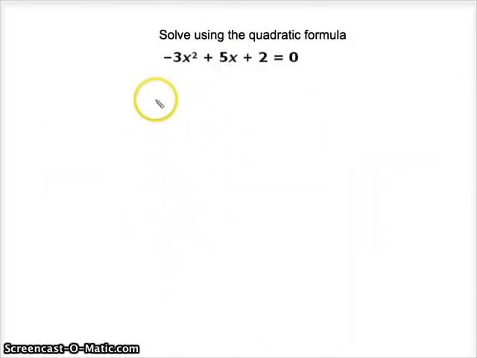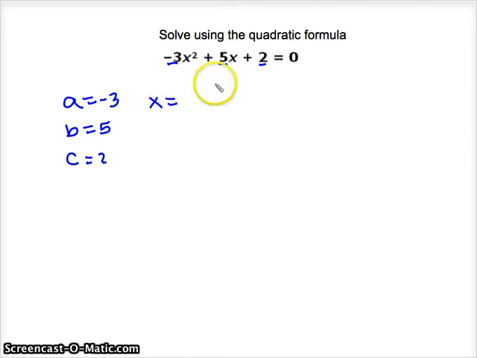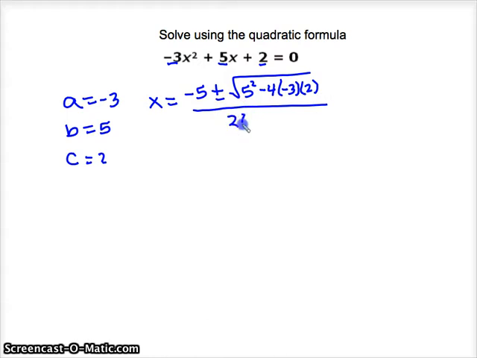Again, the first step is to identify a, b, and c. In this problem, a equals negative 3, b equals 5, and c equals 2. Now I'll plug into the quadratic formula. X equals negative b, so negative 5, plus or minus the square root of 5 squared minus 4 times negative 3 times 2, all divided by 2 times a, which is negative 3.